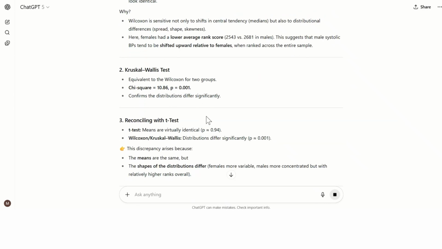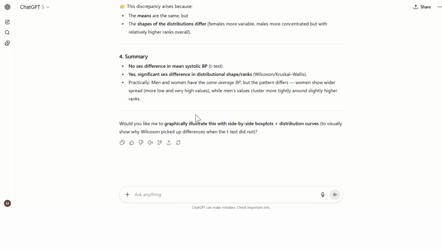In fact, I'm going to read the interpretations from the bottom, which should be the case in most scientific studies. You normally start by reading the conclusion. Okay, the summary is that there is no sex difference in mean systolic blood pressure by t-test, but we do see a significant sex difference in distribution, shape, and length by the non-parametric test. So practically, men and women have the same average blood pressure, but the pattern differs.